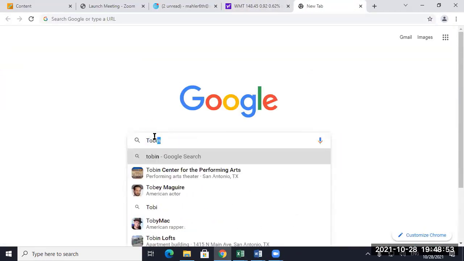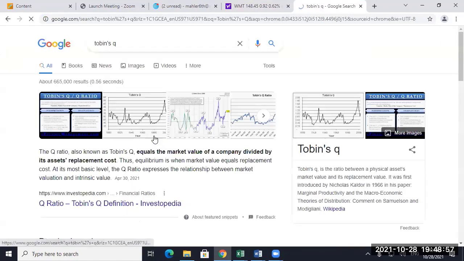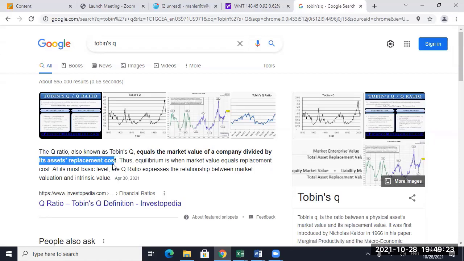Let's explain it. What Tobin's cube is trying to do is figure out how much it would cost to rebuild this company from scratch. If I were going to create a Facebook, how much would it cost me to create it? If it cost me 200 billion and the firm's trading for 600 billion, then wow, I've got kind of a problem. So it equals the market value of the company divided by its replacement cost.